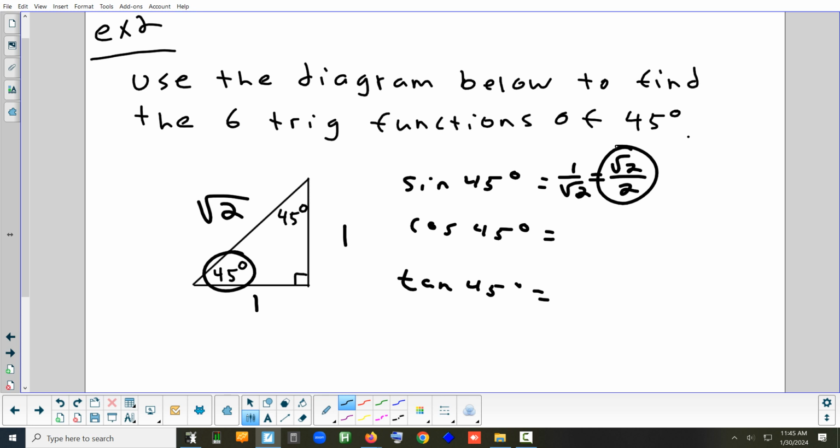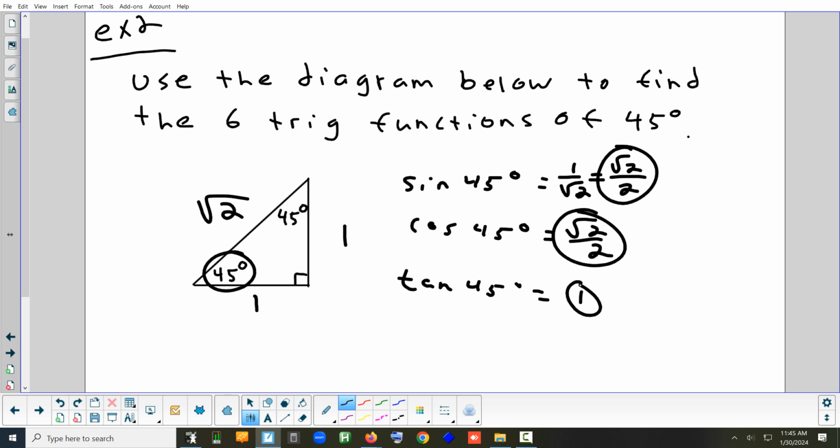Okay, so there's the sine. How about the cosine of 45? It's going to be the same thing because opposite and adjacent are the same. So that's also square root of 2 over 2. And what about the tangent? What's opposite over adjacent? It's 1. It's going to be 1. Simple.